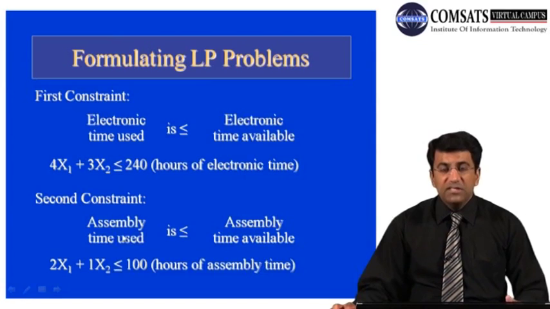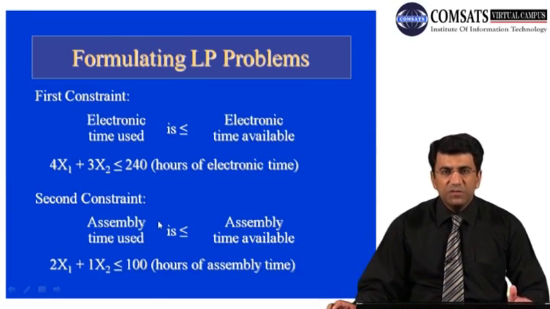The second constraint is the assembly constraint. Again, the total assembly time used for the production of x1 quantity of product 1 and x2 quantity of product 2 will be 2x1 plus 1x2, which should be less than or equal to 100. That is the capacity of assembly work. So in this way we will have to convert those statements or tables or the information into the representation of constraints in the form of these inequalities.